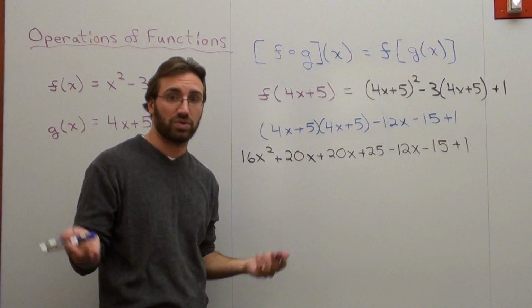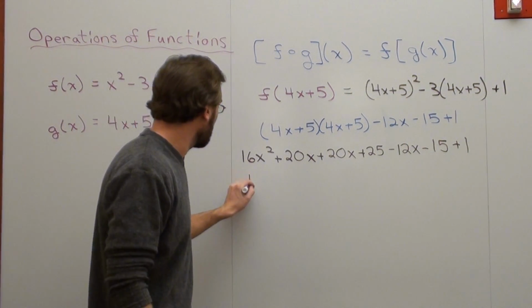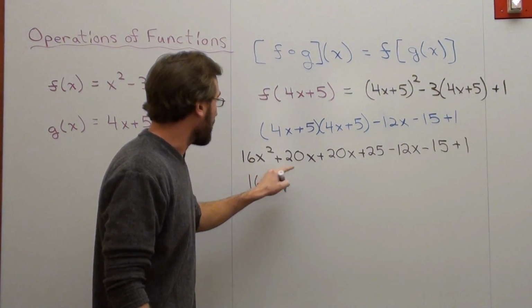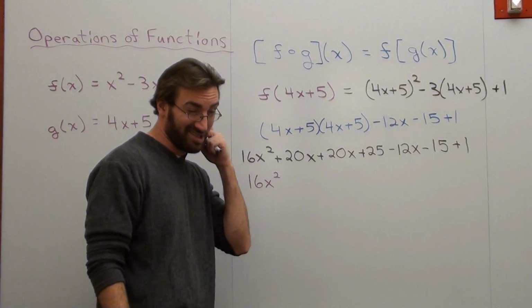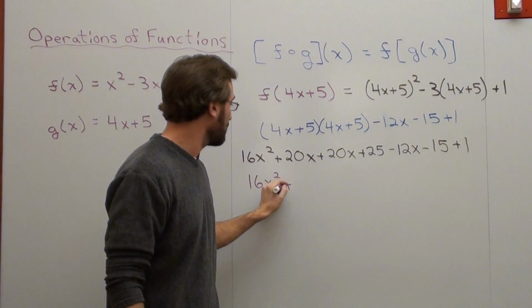16x squared, there's only one x squared, so I got 20x plus 20x minus 12x, that's 40x minus 12x, which is 28x.